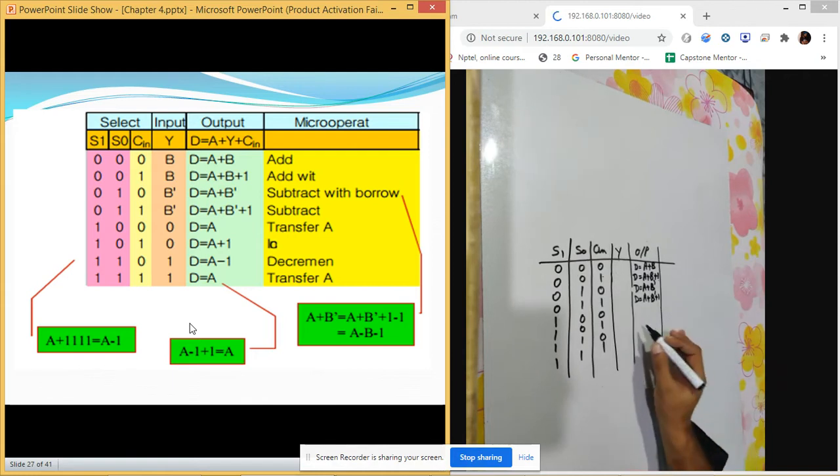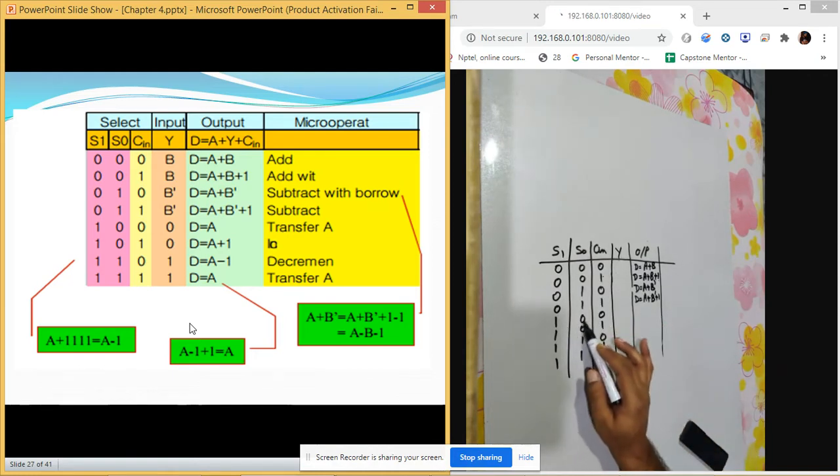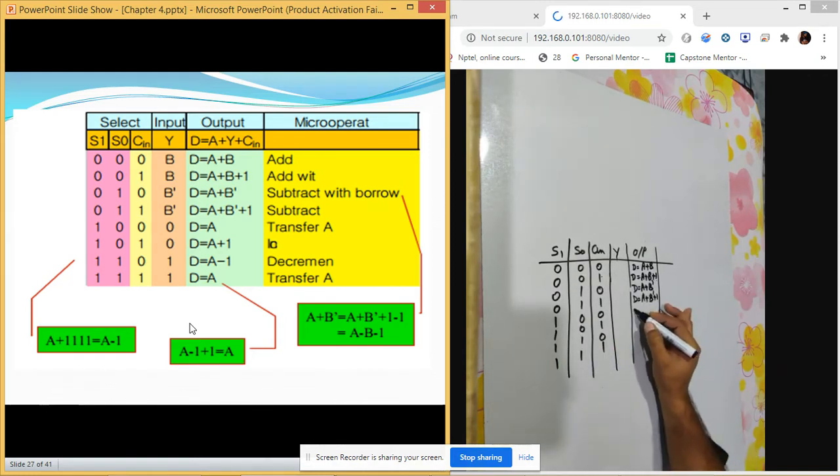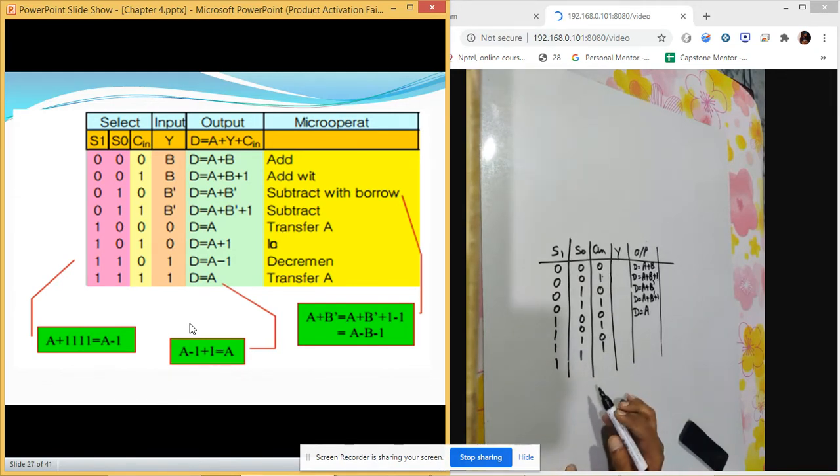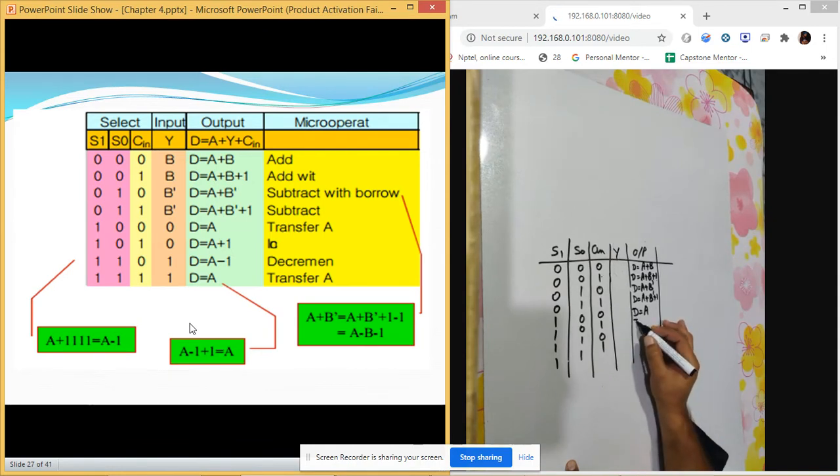Then for 1 0, we have D is equal to A. This is the transfer A operation. Then if it is S1 and S0 at 1 and Cin is 1, we are going to get the increment function. Then D is equal to A minus 1, which is the decrement operation. So we have different outputs which we are going to use.